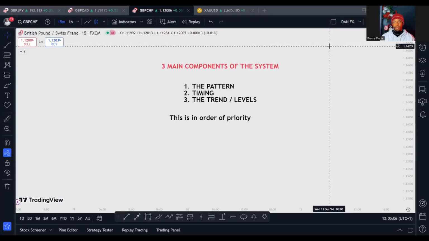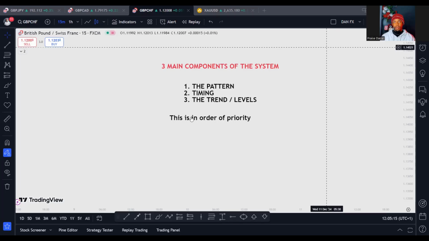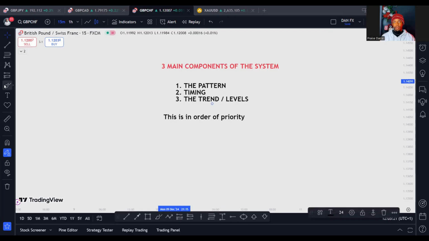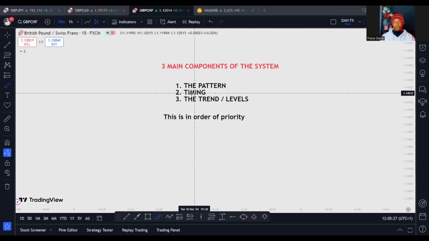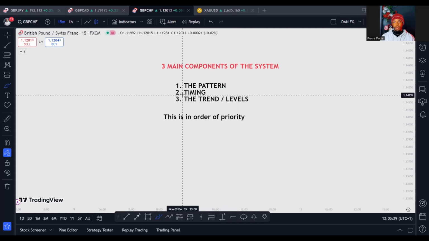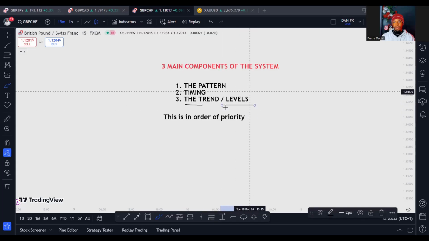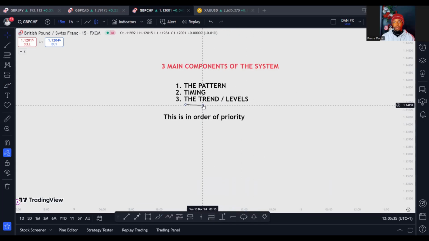There are three main components of the system. When it comes to my trading strategy, there are three main components that you have to pay attention to, and they are in order of priority. As you can see here, this is in order of priority. The first one is the pattern. The pattern is the most important component of the system. Then timing is the second most important component, followed by the trend, or what I like to call levels.